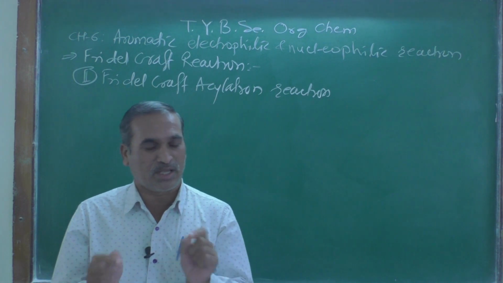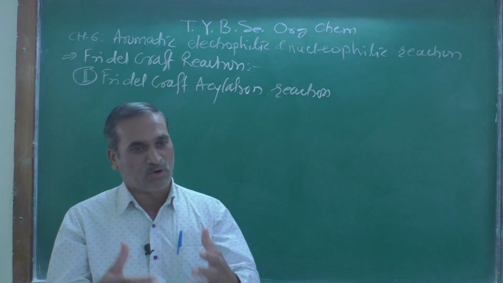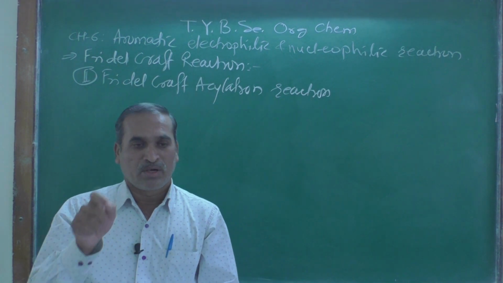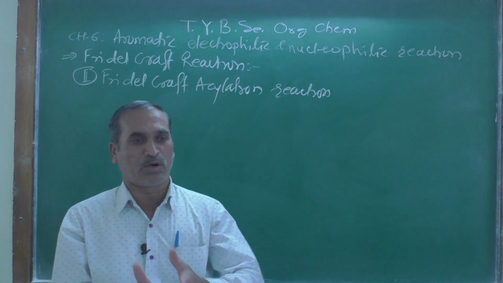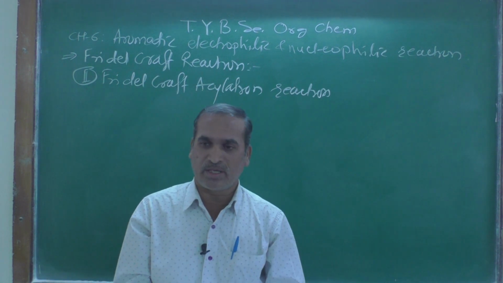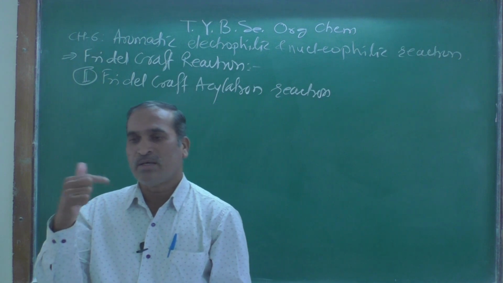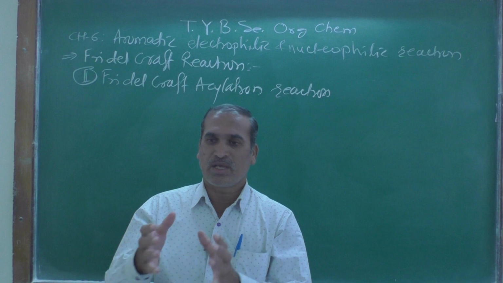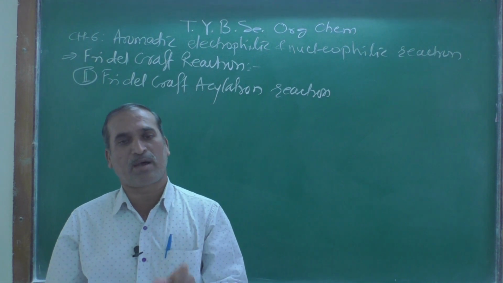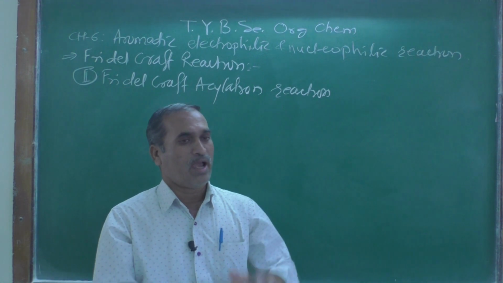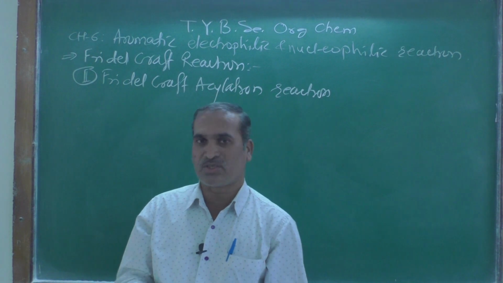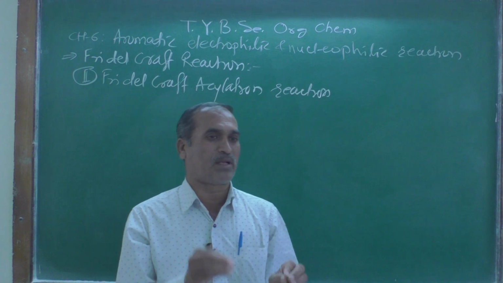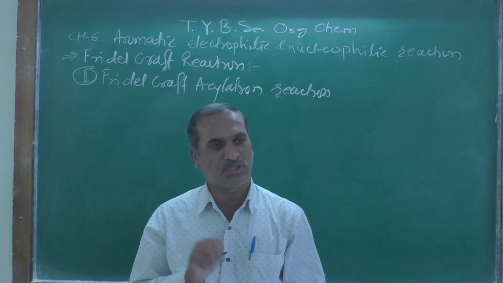Friedel-Crafts alkylation reaction is an electrophilic substitution reaction in which one or more hydrogen atoms of the aromatic nucleus are substituted by an alkyl group. The mechanism of that Friedel-Crafts alkylation reaction involves three steps.